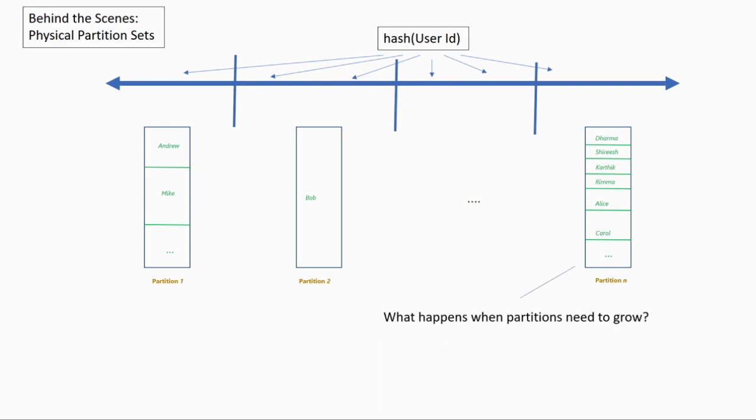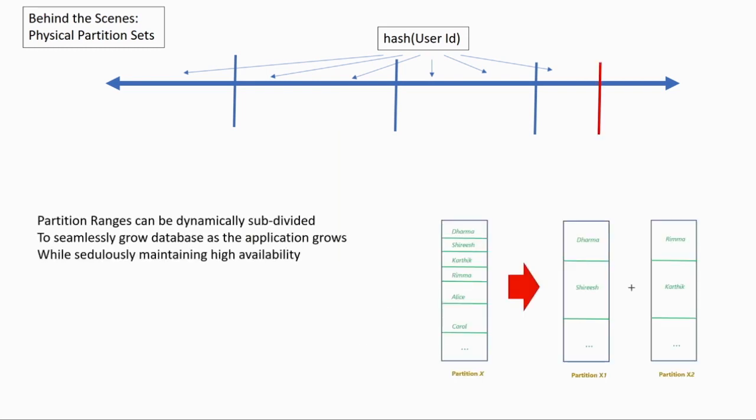So what happens when a partition now needs to grow? What we can do is dynamically subdivide those ranges so that if a partition starts filling up, while the database is still online and serving requests, we can split that partition and put half of that range in one partition as well as the other half into another partition. And this allows your database to seamlessly grow as your application grows while also maintaining high availability while doing so.